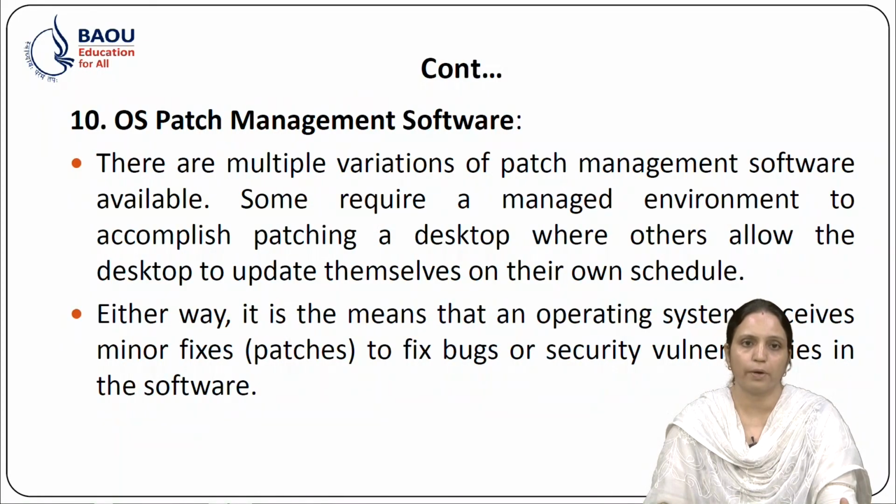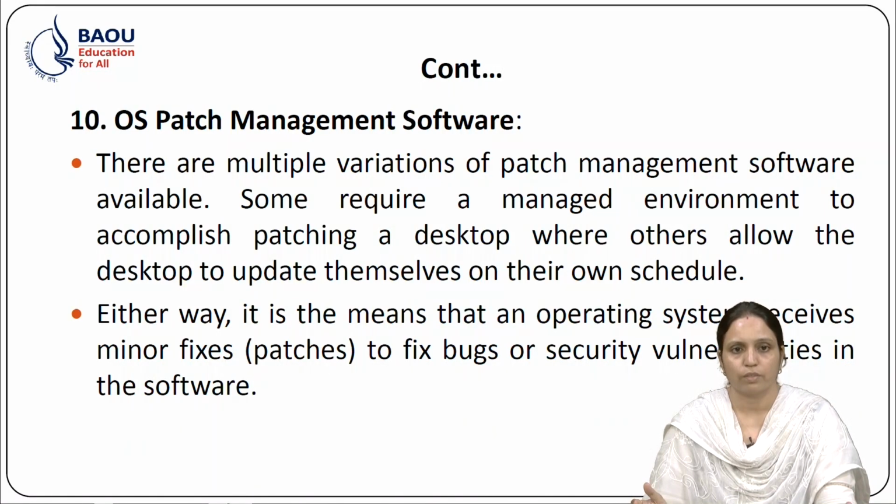Then, operating system patch management software. There are multiple variations of patch management software available. Some require a managed environment to accomplish patching a desktop, whereas others allow the desktop to update itself on its own schedule. That way, patches that fix bugs can be selected, and based on that we can provide security in the software. Either way, it means that the operating system receives minor fixes to fix bugs or security vulnerabilities in the software.